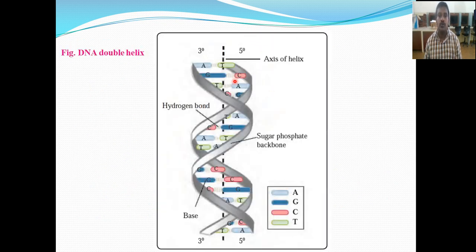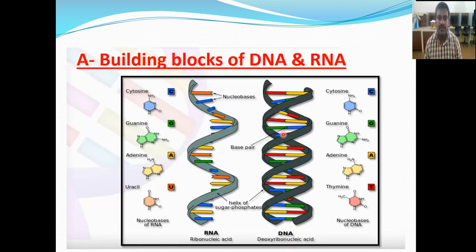You can see this DNA double helix and the building blocks of DNA. These are the nitrogen bases: cytosine, guanine, adenine, and uracil. Uracil is present in RNA, not in DNA. So this is the RNA. These are the nucleobases, and this is the base pairing in DNA.